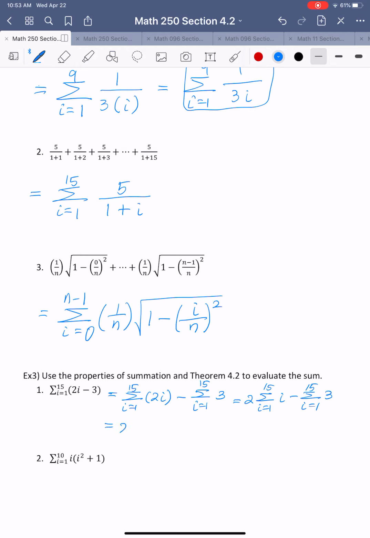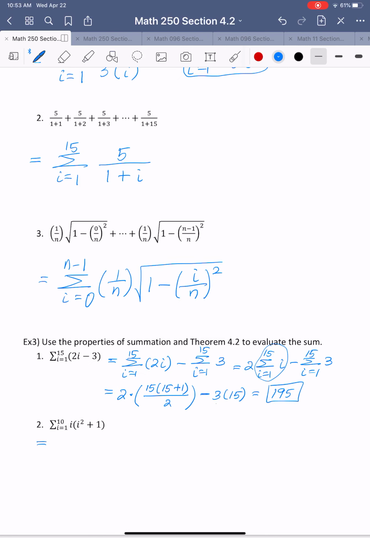Now I can use a formula. So 2 times, the formula for this one is going to be n times n plus 1 over 2. So n is 15 times 15 plus 1 over 2. So this is how we converted it, okay? Minus, and then 3 is a constant, so you just need to multiply 3 by n, 15. That's n. So 3 times c times n, right? And then when you simplify, you get 195. All right, for the second one.